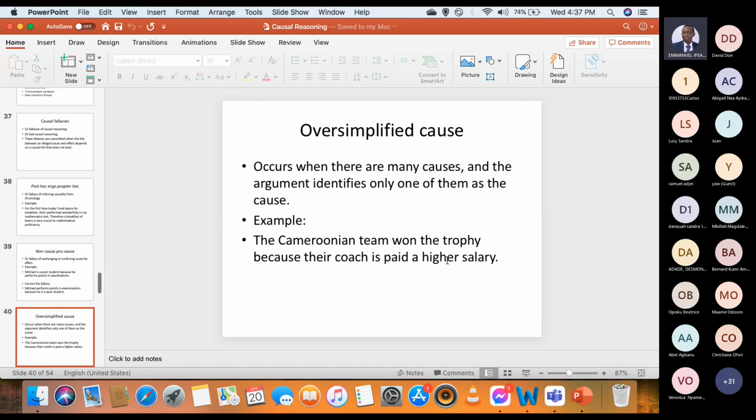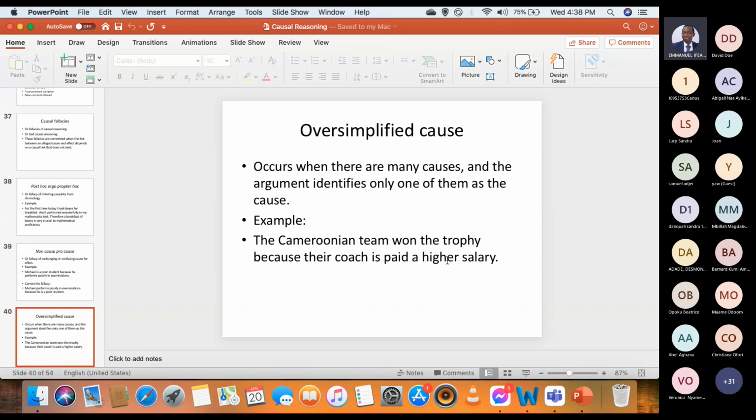Oversimplified cause. Oversimplified cause is when there are many causes and then the argument identifies only one of them as a cause. Example: the Cameroonian team won the trophy because their coach is paid a higher salary. So that's an oversimplified cause.